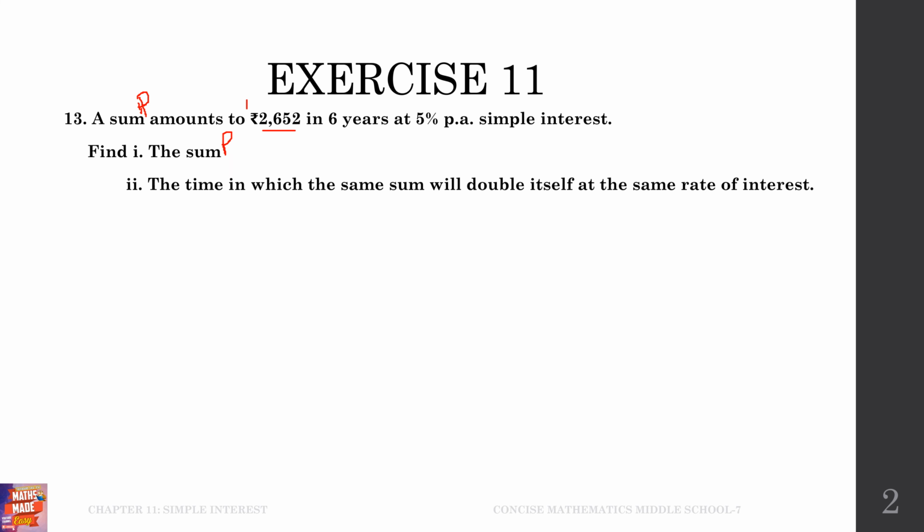2652. That means amount A is 2652, and for the time T, that is 6 years. Time is 6 years, and 5% is rate of interest per annum. Per annum is nothing but per year. So this is the given data, children. So first let's write the given data for the first section. Amount 2652 rupees, and time T is 6 years, and rate of interest is 5%, and we need to find out the sum, that is nothing but principal, right?